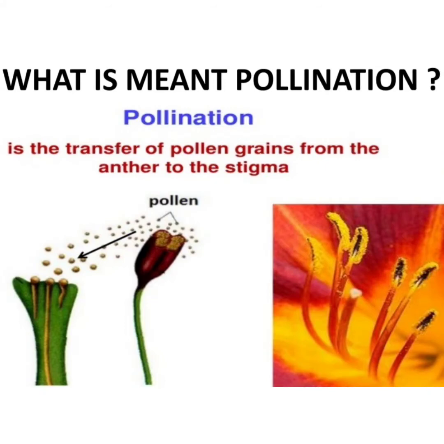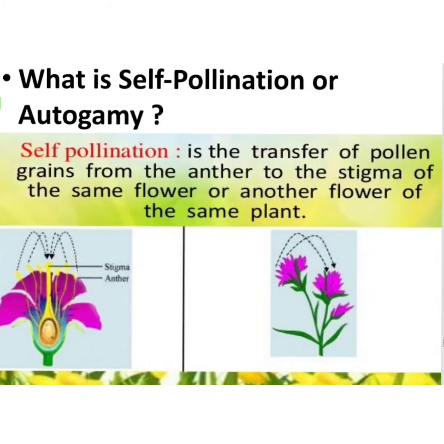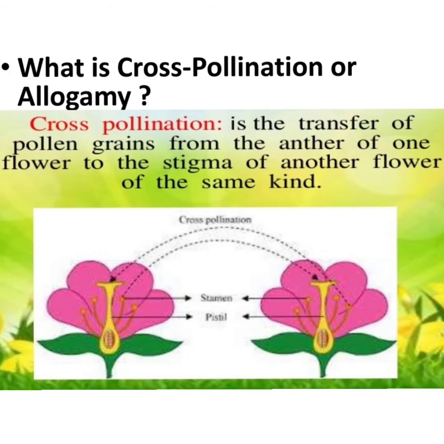Now, what is meant by pollination, which is an important pre-fertilization event? Pollination is the transfer of pollen grains from the anther to the stigma. What is self-pollination or autogamy? Self-pollination is the transfer of the pollen grains from the anther to the stigma of the same flower or another flower of the same plant. What is cross-pollination? Cross-pollination is the transfer of the pollen grains from the anther of one flower to the stigma of another flower of the same kind, maybe of a different plant.